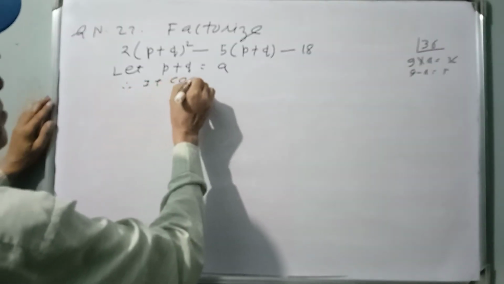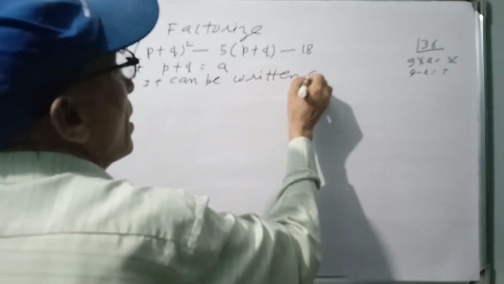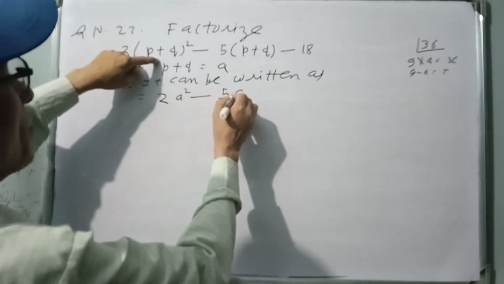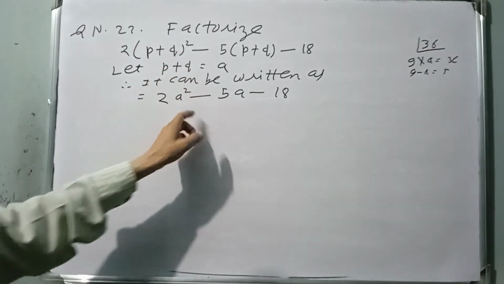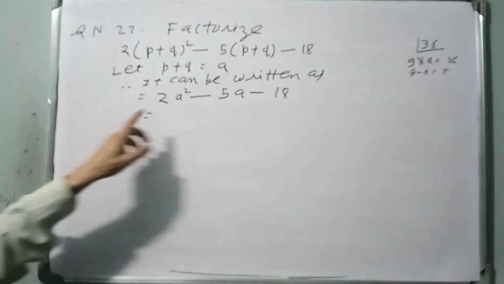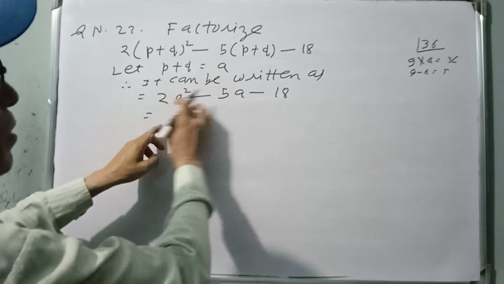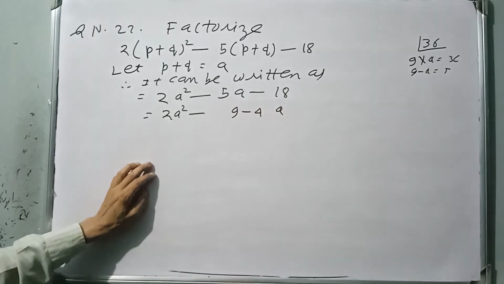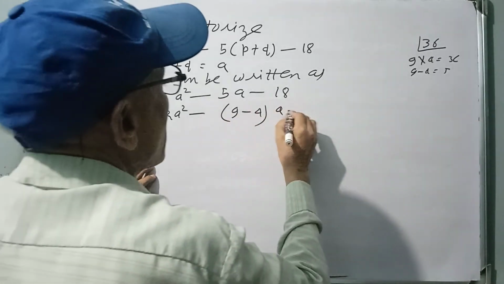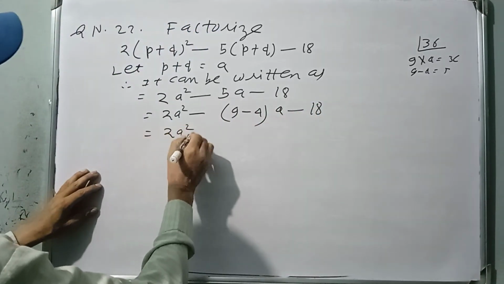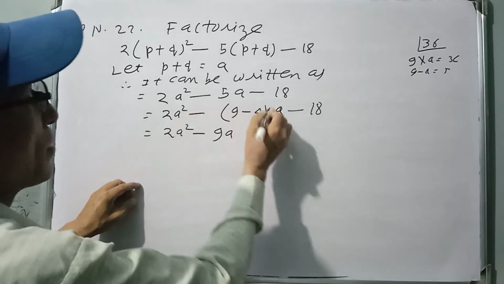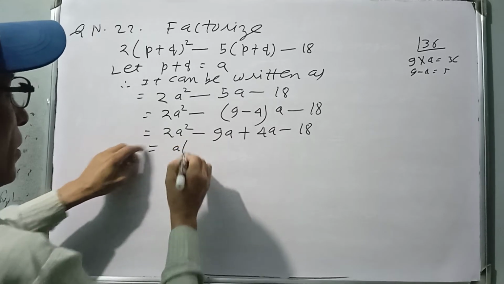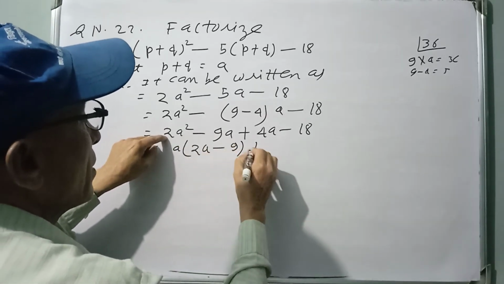Therefore, this whole expression can be written as 2A square minus 5A minus 18, putting A in place of P plus Q. 18 into 2 is 36, 9 and 4, subtract to get 5 and multiply to get 36. So 2A square minus 9A plus 4A minus 18. Remember to give a bracket, minus 18. Take A common. What is left? 2A minus 9. 4A and 18.